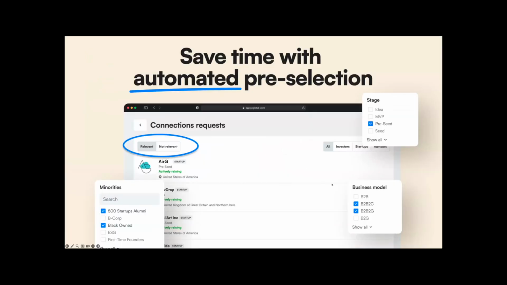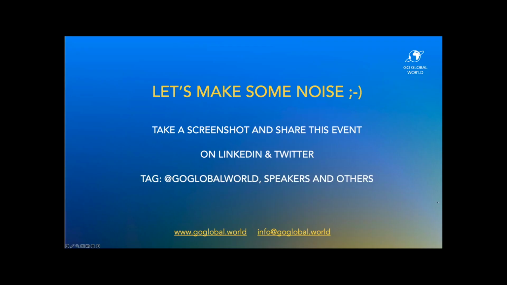Well, when we say that, we mean it. Every time you get a connection, the system processes this and makes sure that you are getting only relevant ones. So you get this list of what we processed, how we decided, and you take the final decision, either pass or connect. Well, that's it.